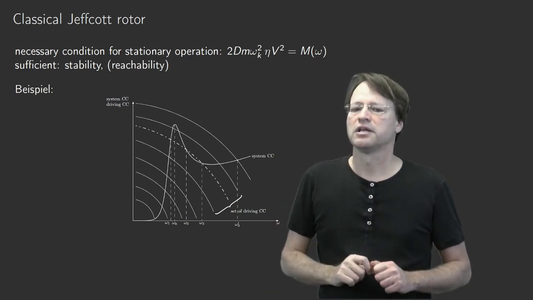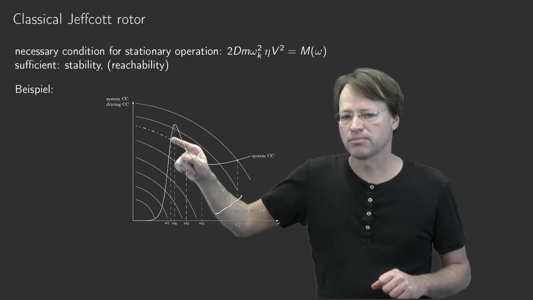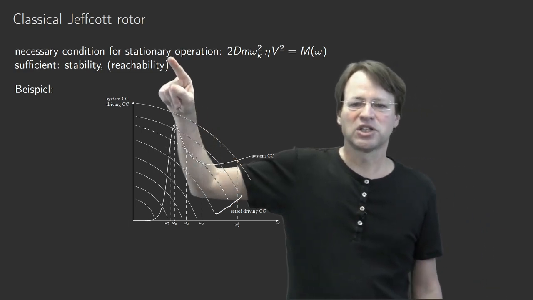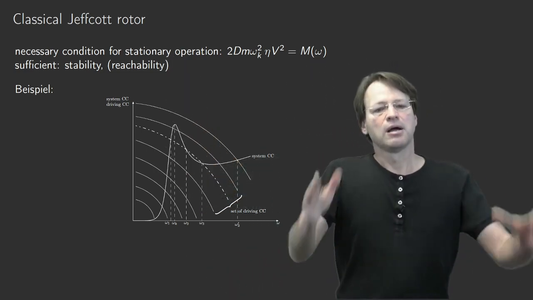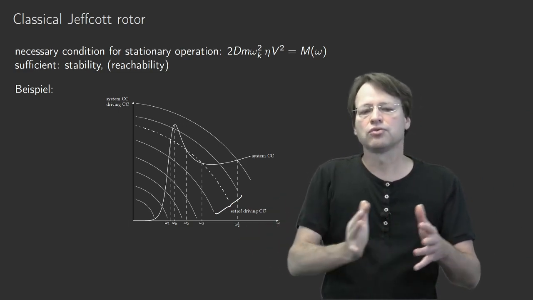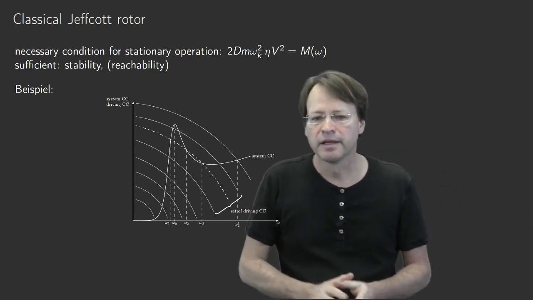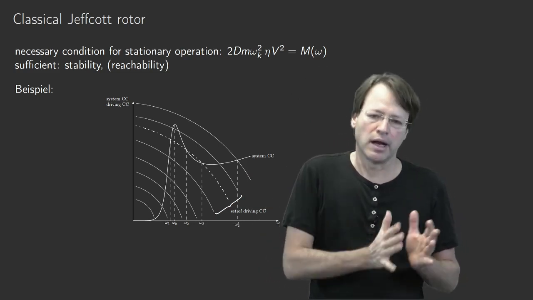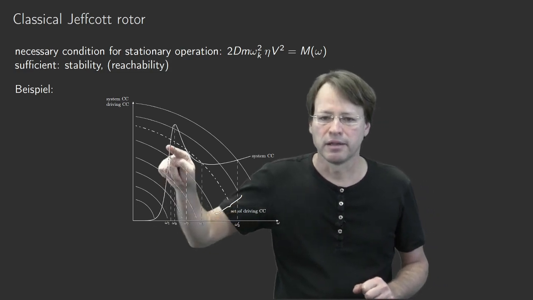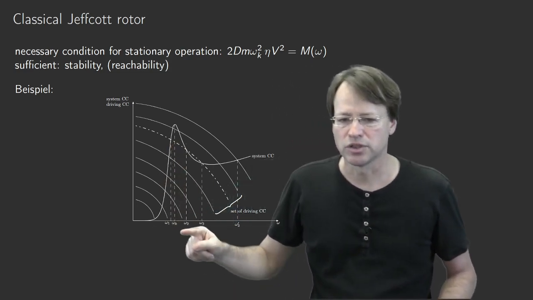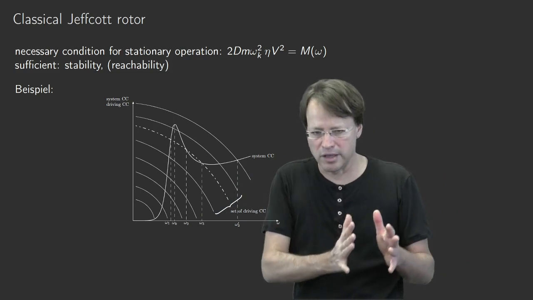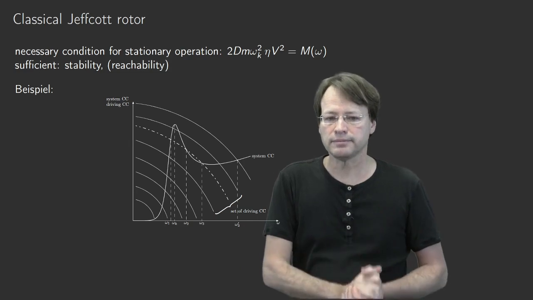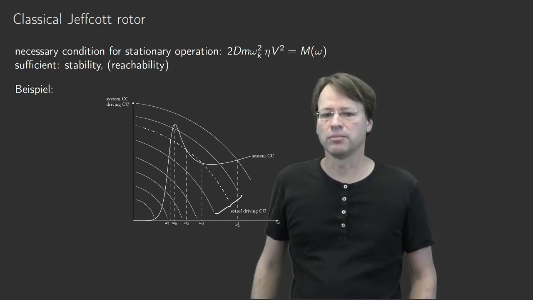So what happens if you reach that point? You feel a little bit happy because you reach a candidate for stationary operation, but unfortunately, due to practical effects, your rotational speed changes a little bit. What could happen? Well, either it's a little bit lower than that crossing point, which is denoted by omega 1, or we are a little bit higher than omega 1.